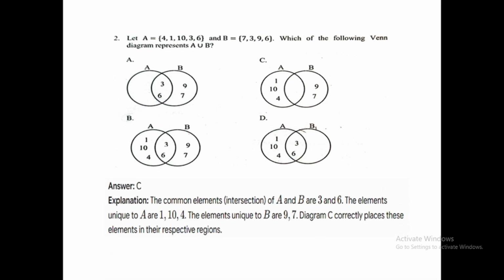The answer is C. The common elements or intersection of A and B are 3 and 6. The elements unique to A are 1, 10 and 4. The elements unique to B are 9 and 7. Diagram C correctly places these elements in their respective regions.